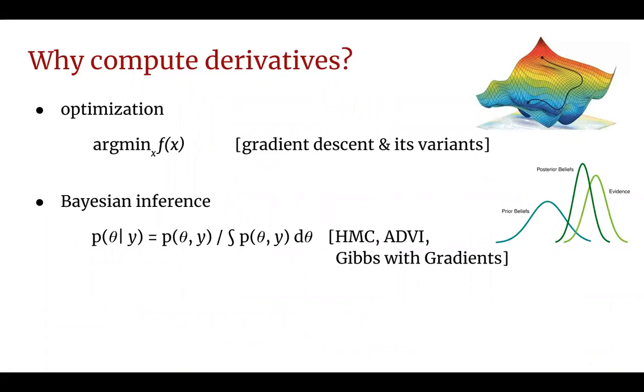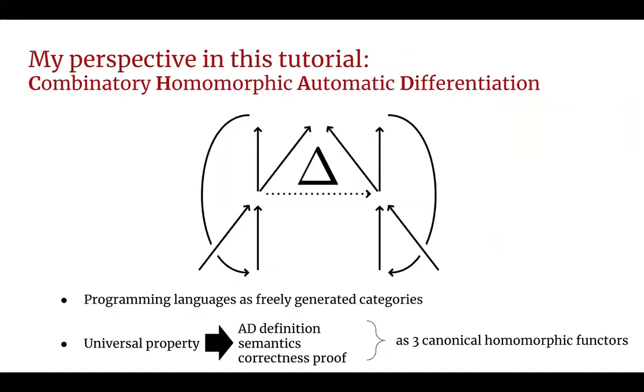And in this tutorial, what I'll be focusing on is a particular perspective on automatic differentiation. It's a programming language perspective where I want to emphasize the nice functorial properties that automatic differentiation has if you formulate it on a purely functional language. In particular, I'd like to argue that you can get the definition of most automatic differentiation algorithms just by noting that they should be homomorphic functors. So they should be structure preserving functors on the syntax of a programming language.